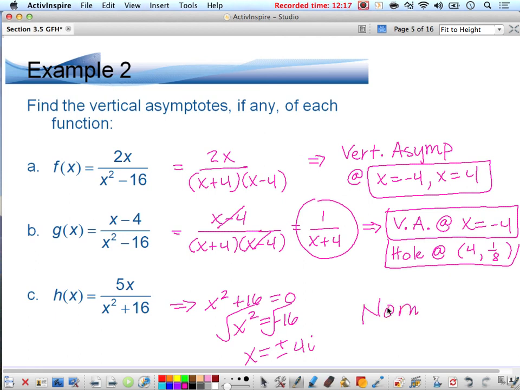Uh-oh, I can't spell today. That's how you find vertical asymptotes and holes. And sometimes it doesn't have a vertical asymptote or a hole. And you need to recognize when those three things occur. We'll stop there.